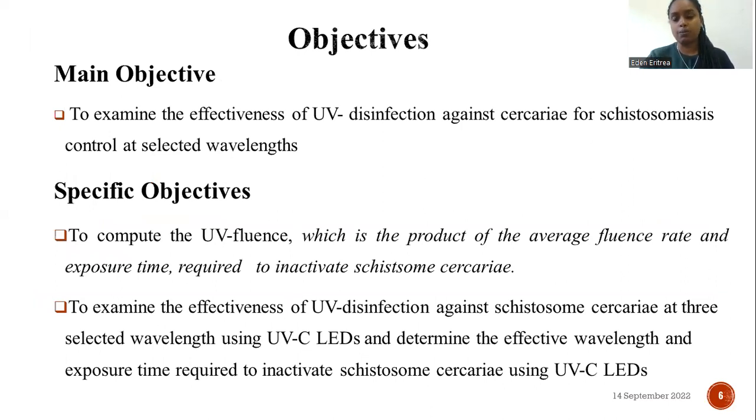Our main objective was to examine the effectiveness of UV disinfection against Cercaria for schistosomiasis control at selected wavelengths using UVC LEDs. Our specific objectives were two. The first was to compute the UV fluence, which is the product of average fluence rate and exposure time, required to inactivate schistosome Cercaria. Our second specific objective was to examine the effectiveness of UV disinfection against schistosome Cercaria at 3 selected wavelengths using UVC LEDs, and to check which wavelength is effective and what exposure time is needed to inactivate schistosome Cercaria.